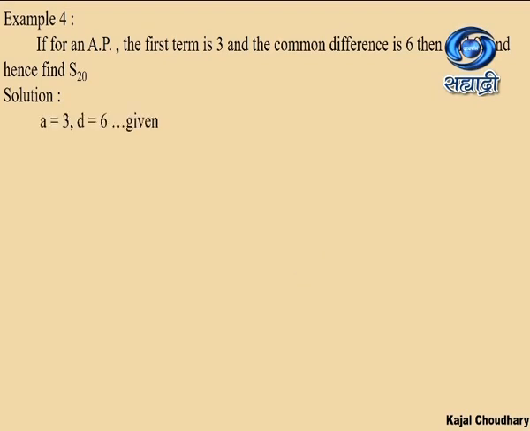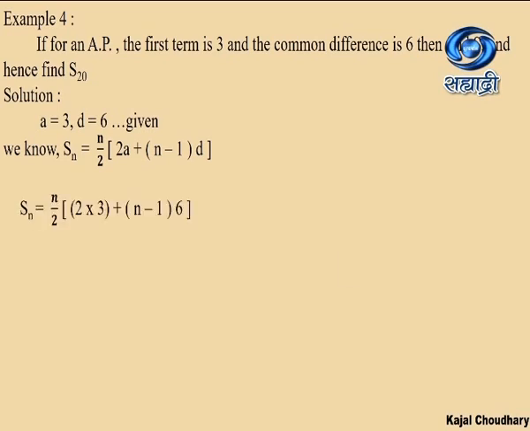It is given that a is equal to 3 and d is equal to 6 in the question. Therefore, we know the formula Sn is equal to n upon 2 into (2a plus (n minus 1)d). Now, substitute the values over here. Replace a by its value 3, d by its value 6. So, we are going to get the equation n upon 2 into (6 plus (n minus 1) multiplied by 6). Open up the bracket: 6n minus 6. So, 6 minus 6 will become 0. So, we are going to get n upon 2 multiplied by 6n.